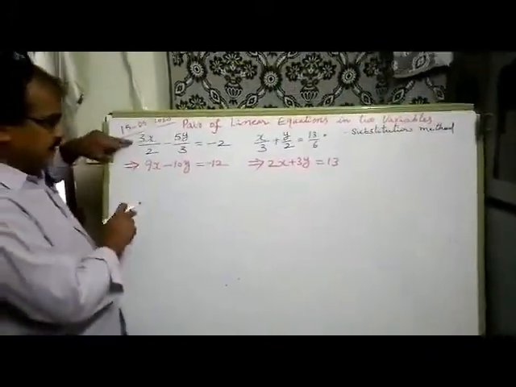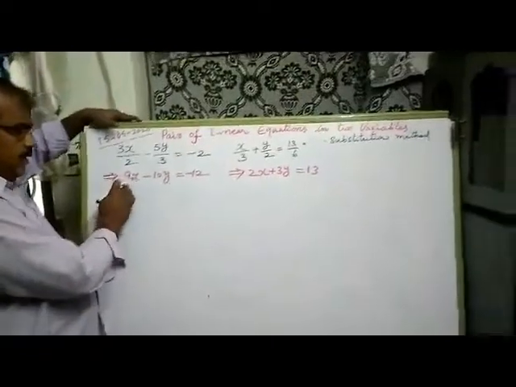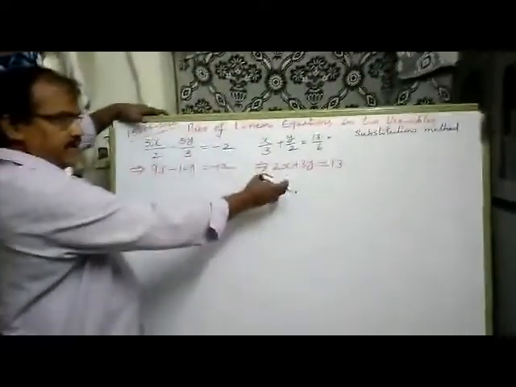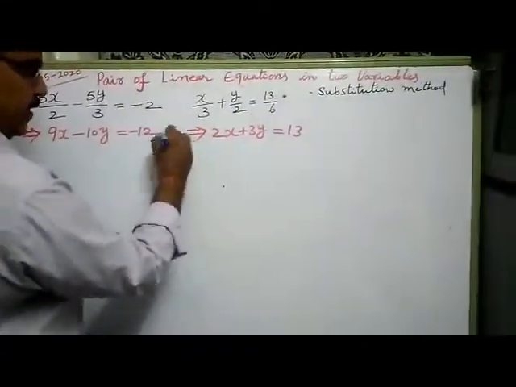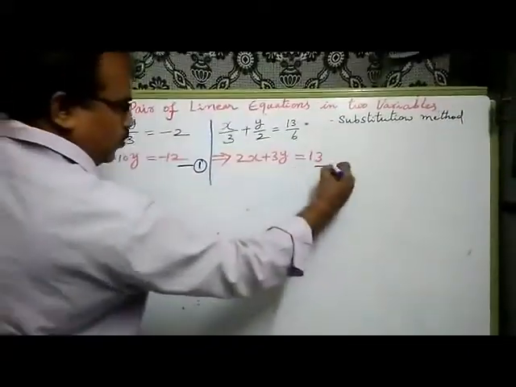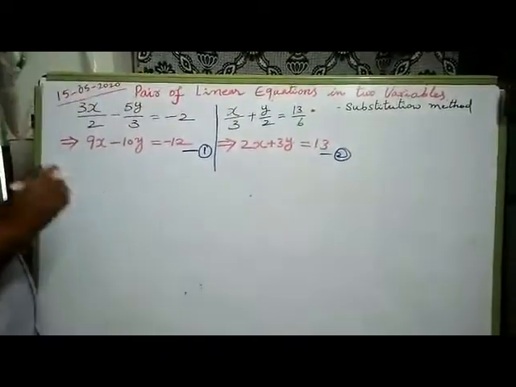Actually this is the given equation. I have to convert it like this, and this will be the given equation. I wrote it like this. Now I am going to solve. This is equation 1. This is equation 2. Now I am going to solve equation 1 and 2.